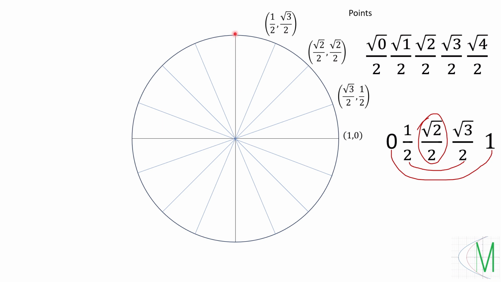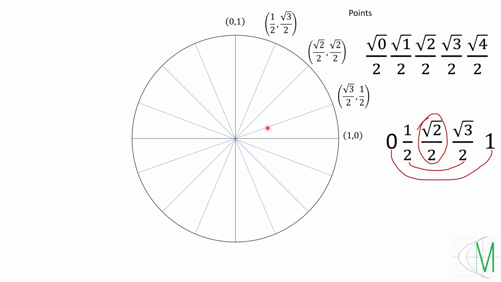If I go straight up, the point will be 0, 1. Okay, so I can keep doing this pattern all the way around the outside, just looking at the x-coordinates: the biggest, the next biggest, the next biggest, the next biggest, and then the smallest. And I can keep up that pattern going around the rest of the unit circle.